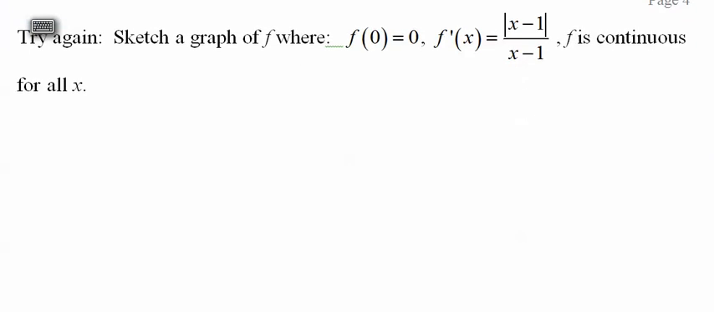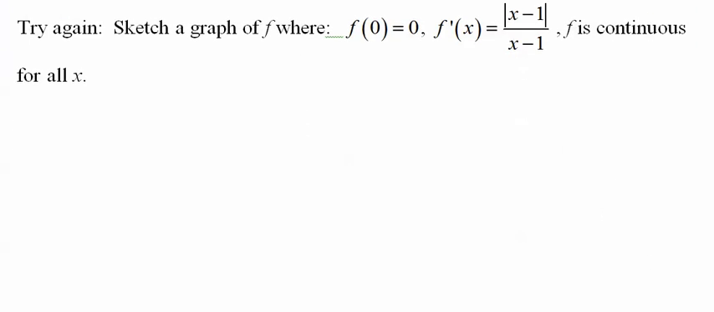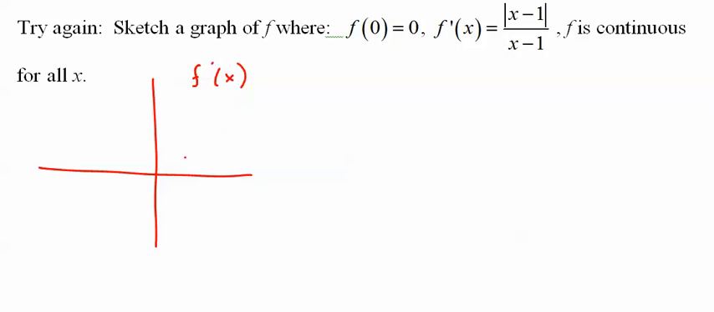So I do 2 graphs. Here is the derivative graph. And it's absolute value of x minus 1 over x minus 1. So it's actually going to come out here to 1. Not defined at 1, of course. And then it's going to bounce down to negative 1. And of course I got it backwards.